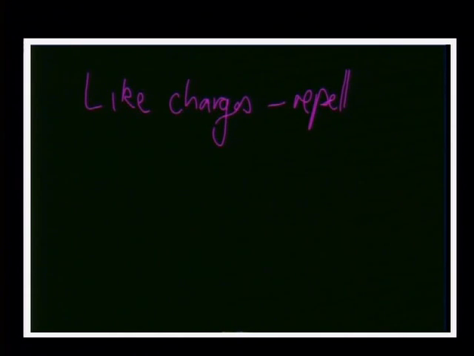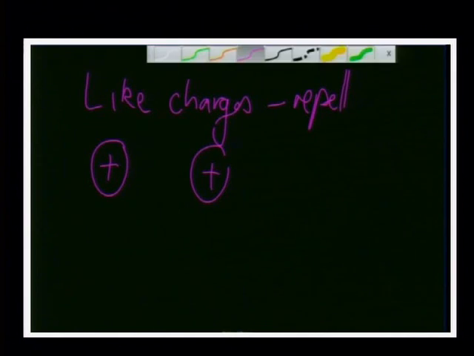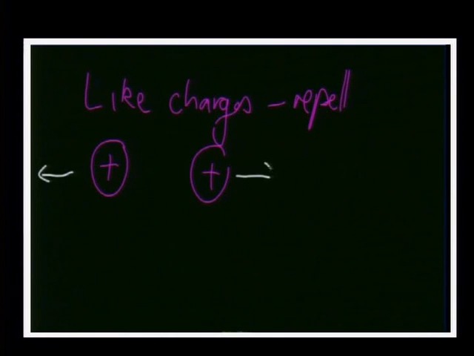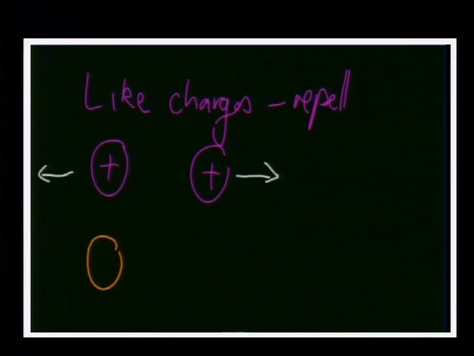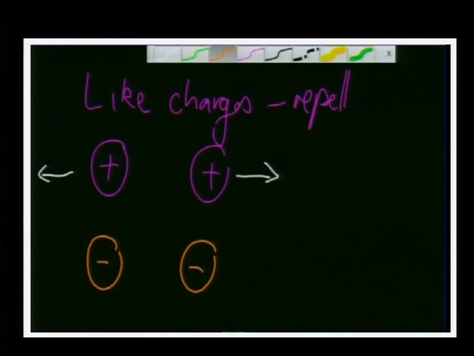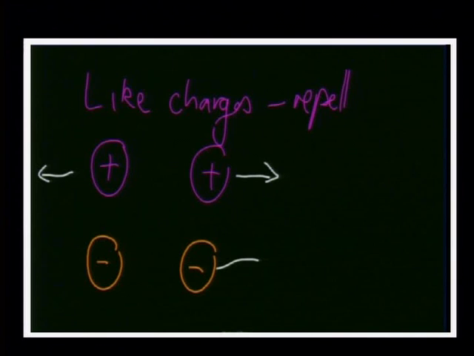But unlike charges, so if we have a positive charge and another positively charged object, what do we know is going to happen? Well, if they're able to move, they're going to be pushed away from each other. If we similarly had a negatively charged object and another negatively charged object, they are both the same type of charge. The negative and the negative, what's going to happen to them? They're going to repel. They're going to be pushed away. So there are forces of repulsion.